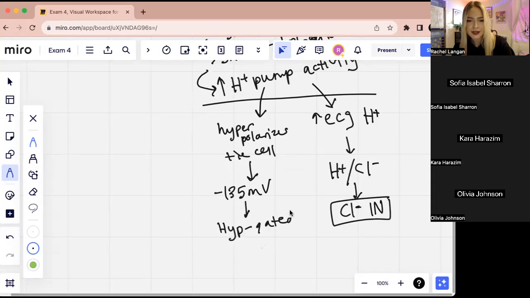Hyperpolarization gated potassium channels. Oops, my flux is on. Let me turn that off.